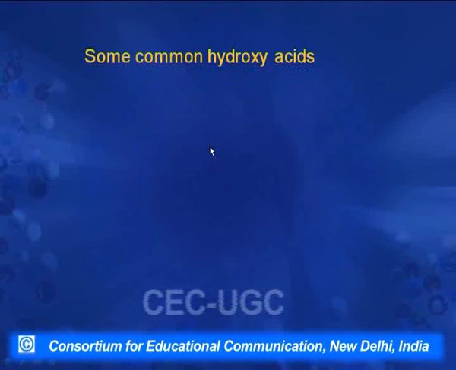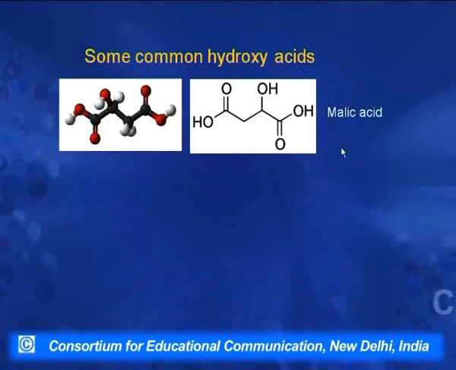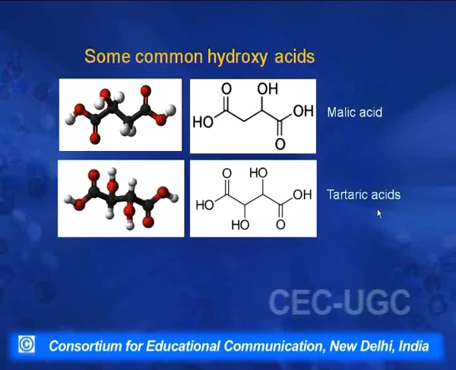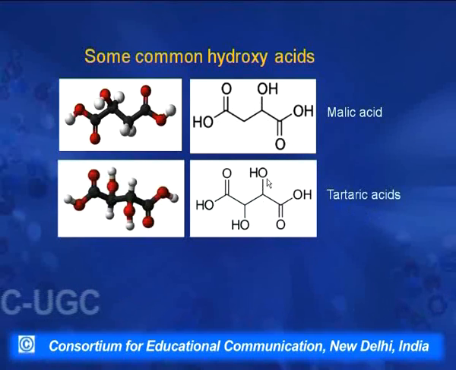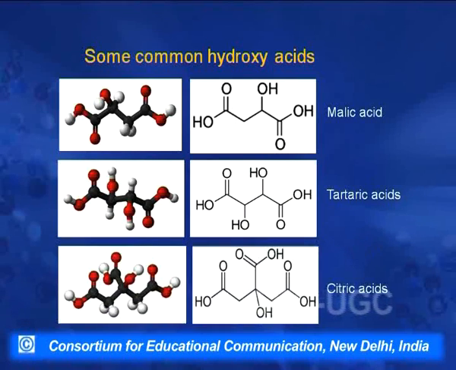Then some other common hydroxy acids which are an important part of our food items are malic acid. Malic acid is a dicarboxylic acid with one hydroxyl substituent. Then tartaric acid. Tartaric acid is again a dicarboxylic acid with two hydroxyl groups as substituents. And citric acid, it is a tricarboxylic acid with one hydroxyl group present in it. So we will discuss these three acids in slight detail because they are constituents of many food items.